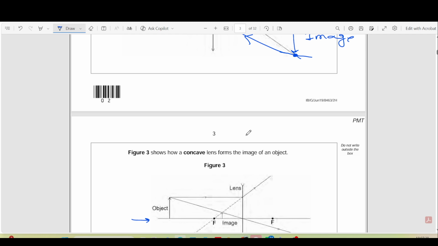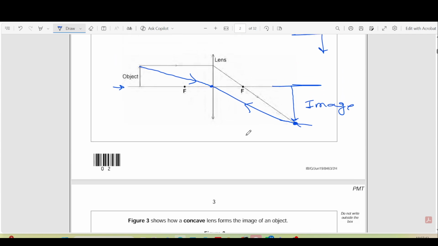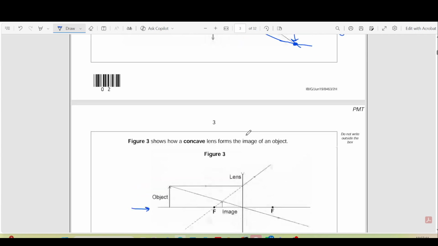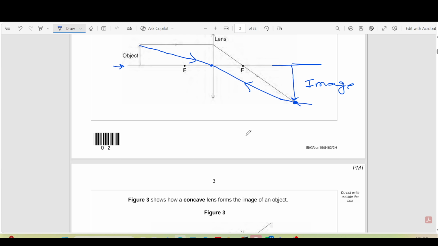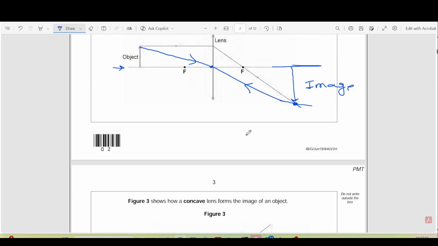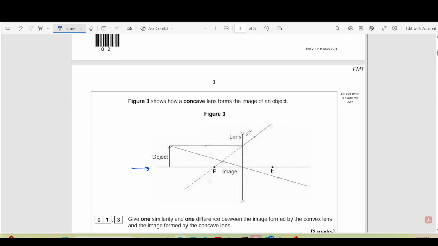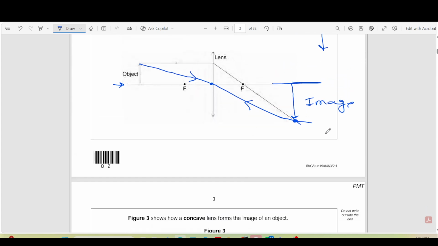As the object is upward, this is downward, so no, this is a difference. And what else? Both are passing through focus, but no, this is diminished.